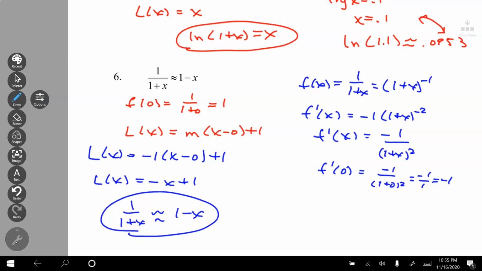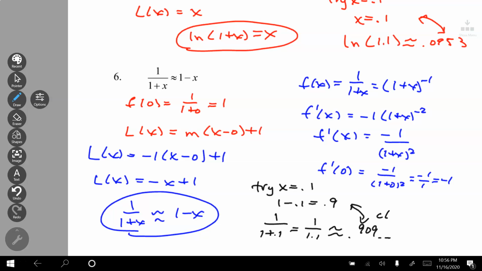And let me try something small. Let me try x equals 0.1. So if I do 1 minus 0.1, I get 0.9. And if I do 1 over (1 plus 0.1), which is 1 over 1.1, that is equal to 0.90909 repeating. Pretty darn close.